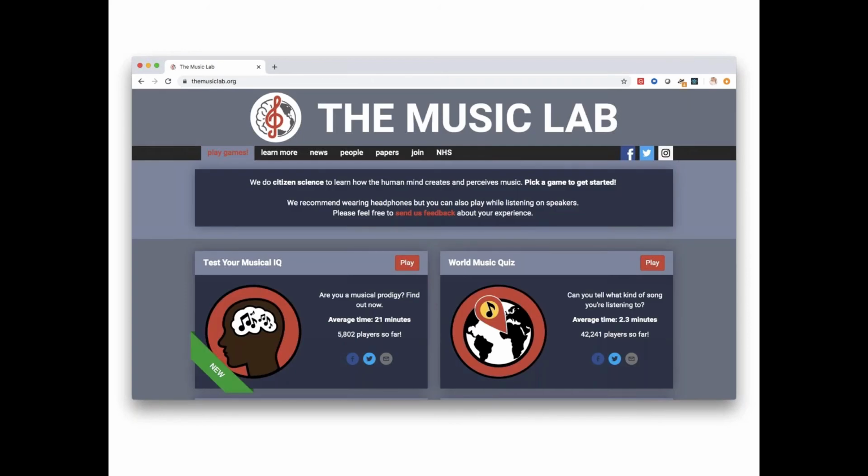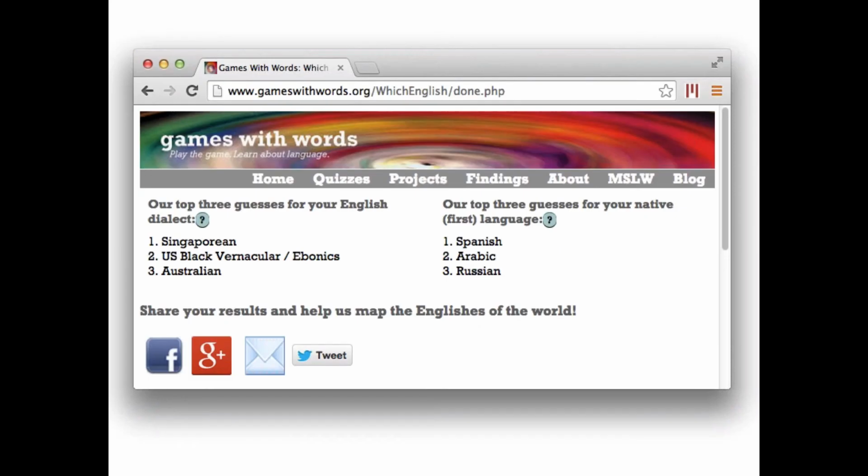So here's the music lab, which has this nice feature here: how many people have already done this experiment? Obviously you don't want to be editing the HTML by hand after every single person participates. You may want to do other things.